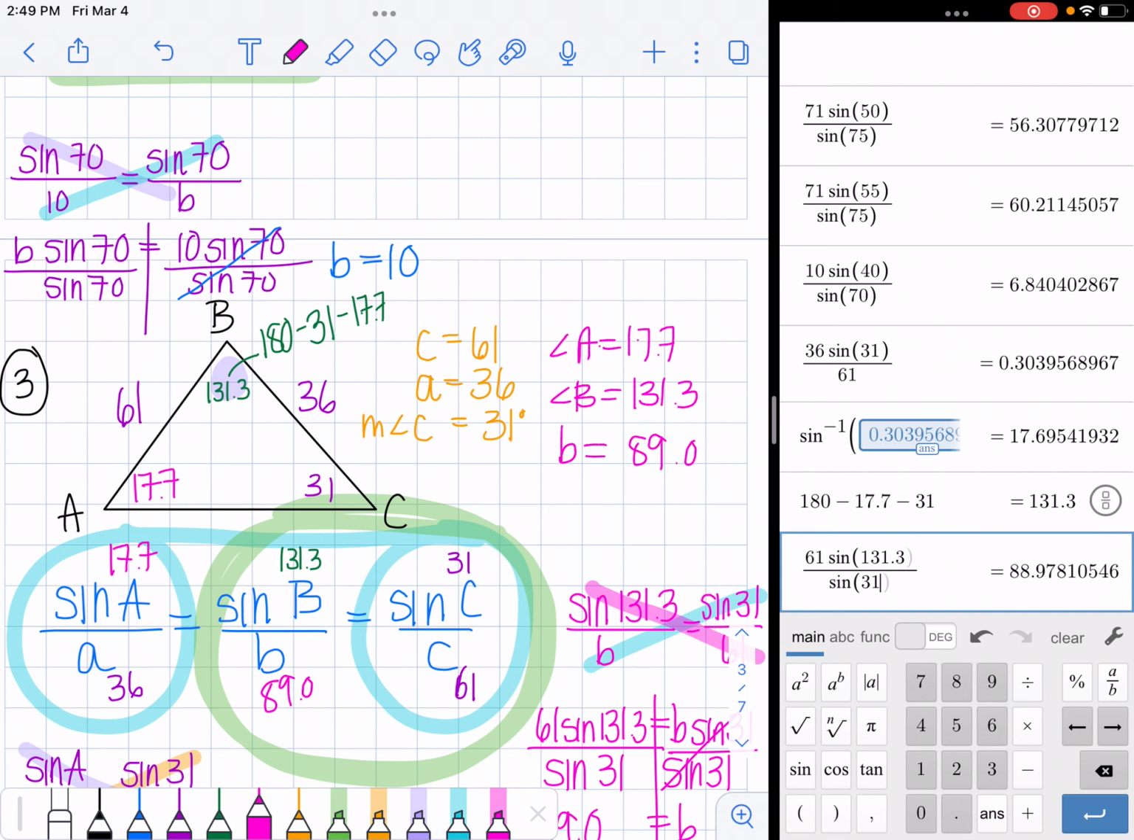Let me know if you have any questions. Again, I think it's really beneficial if you just write out the law of sines every time, just like this. That way you can write out the information and know what ratios you're using in order to set up your proportion to solve.